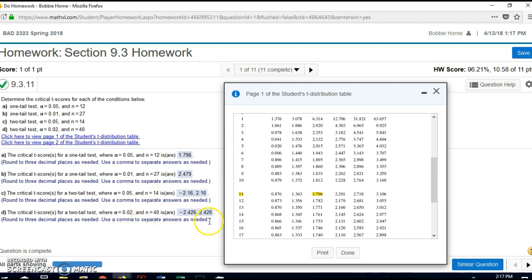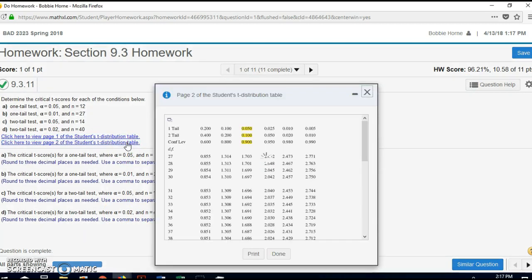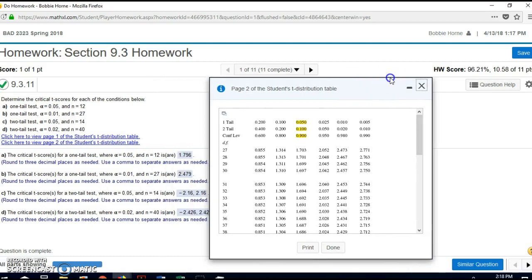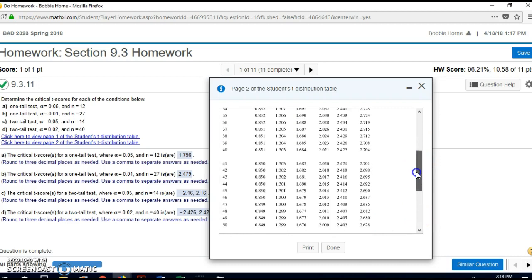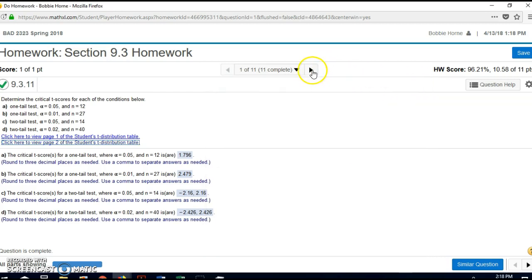And then for the last one, we see n is 40, so we're going to use 39 as our degrees of freedom. You have to go to the second table. Alpha is 0.02, and then you're going to go down to 39. Oops, I went too far down. So negative 2.426 and positive 2.426.